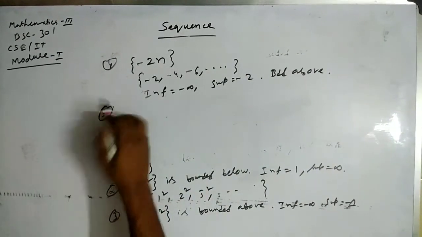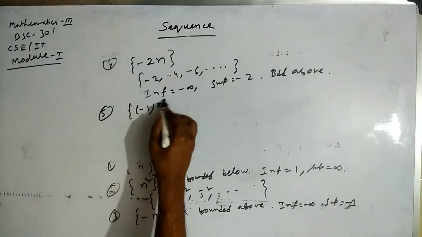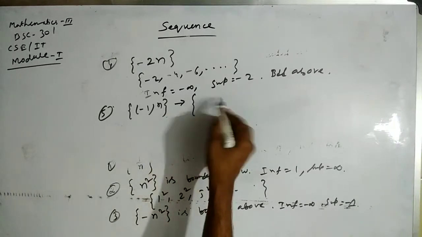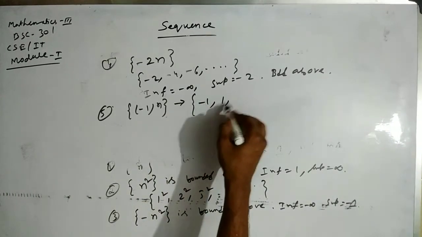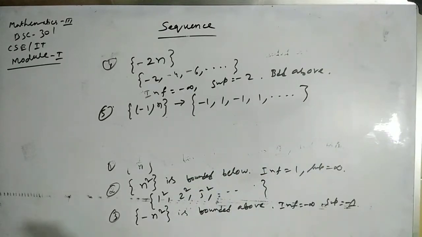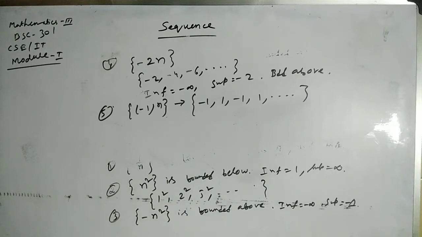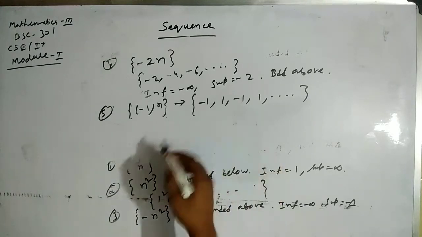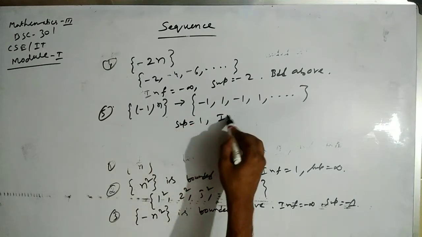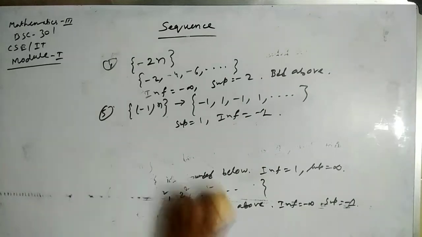Okay, next example, minus 1 to the power n. Now see, the elements of the sequence will be minus 1, plus 1, minus 1, plus 1, minus 1, plus 1, like this. So it is clear that this sequence has both supremum and infimum. So this sequence is bounded. So supremum is plus 1 and infimum is minus 1. Okay, next example.